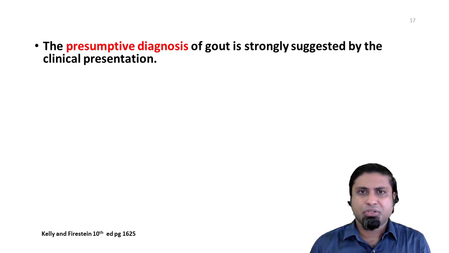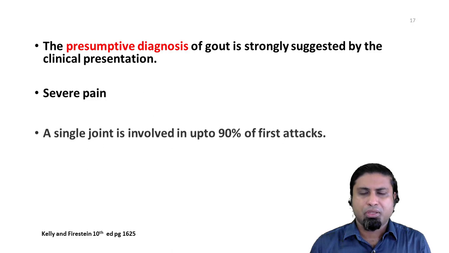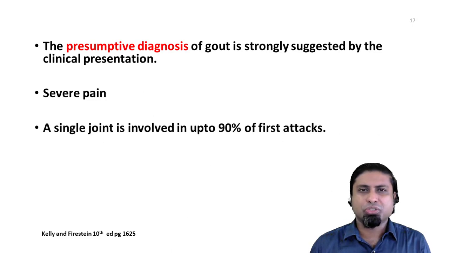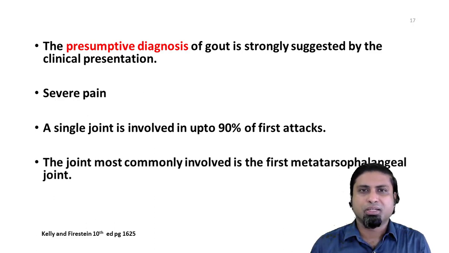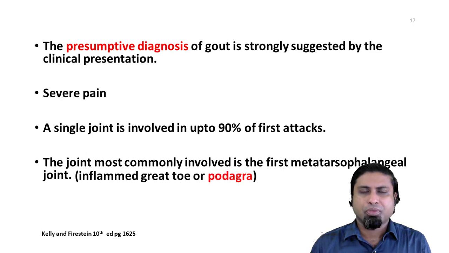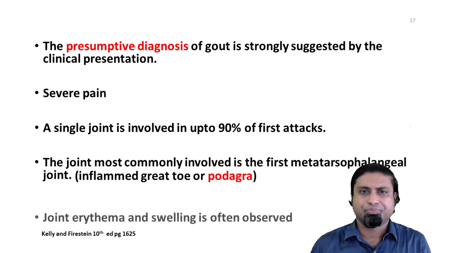In up to 90% of first ever attacks of gout, we have monoarticular involvement, that is, only a single joint is involved. The patient is going to complain of excruciating pain, and in most cases, that joint will be the first metatarsophalangeal joint, the great toe. Swelling of the great toe in these sort of cases is called a podagra. The joint will be seen as highly edematous and erythematous.